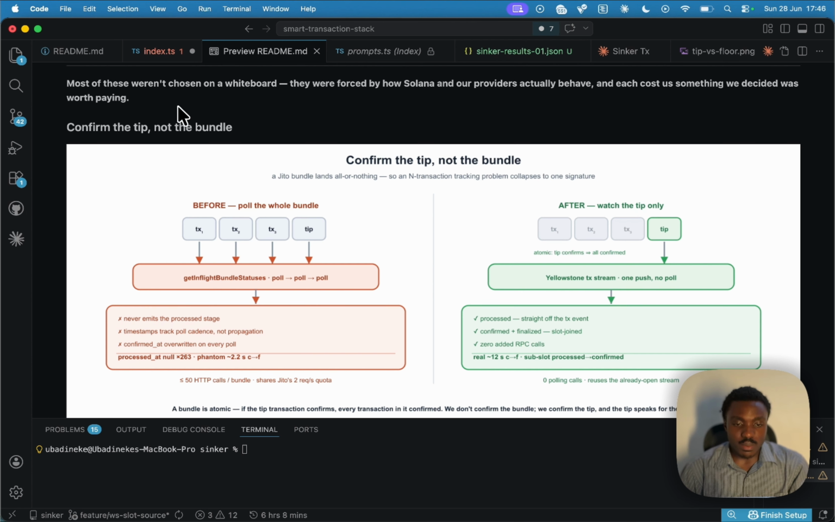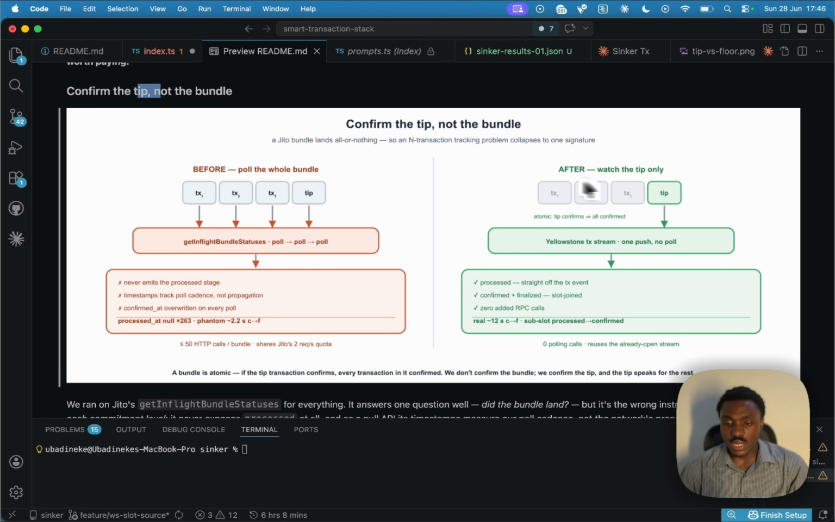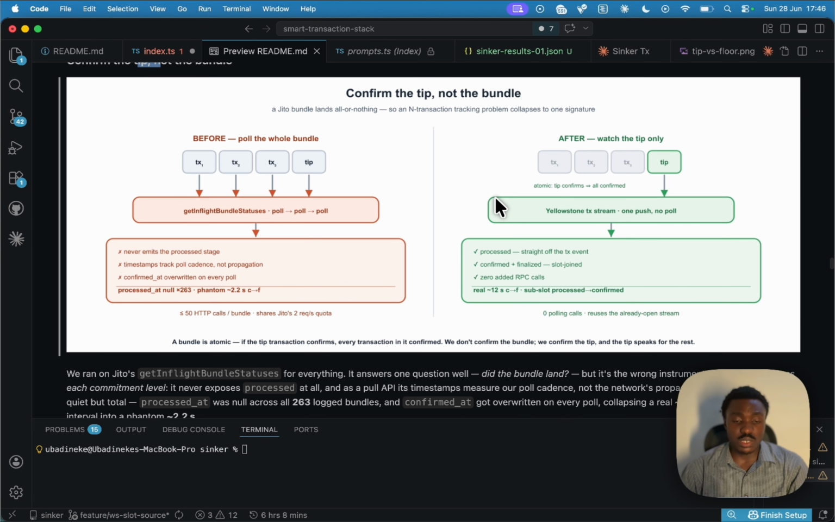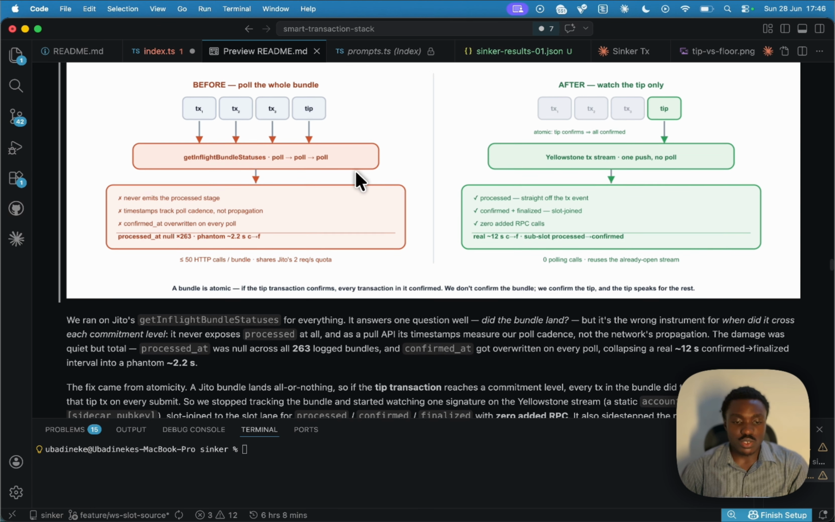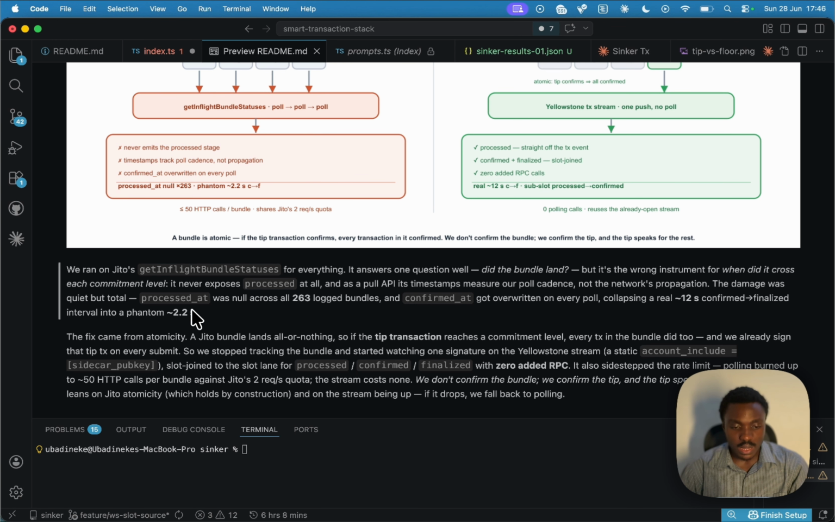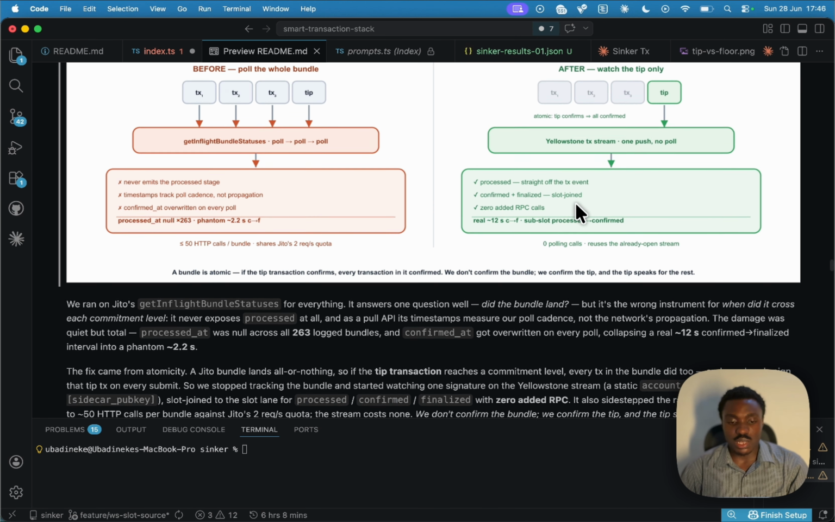Now, how do we confirm transactions? We use the Yellowstone transaction subscriber, but on the tip, not the bundle. We don't bother checking each transaction. We just check the tip, since a bundle is atomic. If the tip has been processed or confirmed, it means the other transactions have been confirmed too. So we check the tip instead of watching all the bundles with the Yellowstone TX subscriber. Initially, we were using the Get In-Flight Bundle Statuses by G2. That was polling and not as efficient as streaming from the chain directly. So we dropped that and went on to use the TX subscriber.